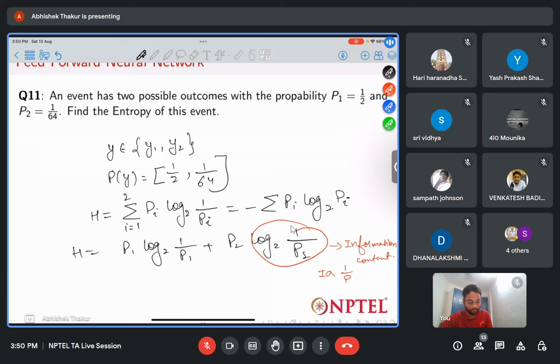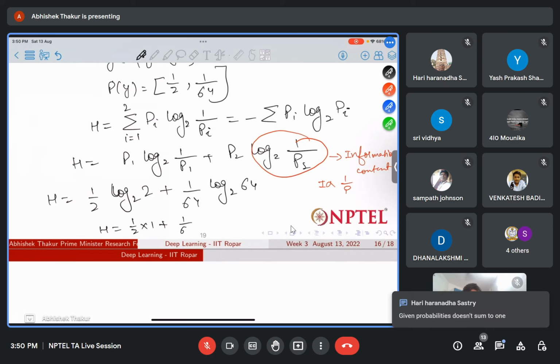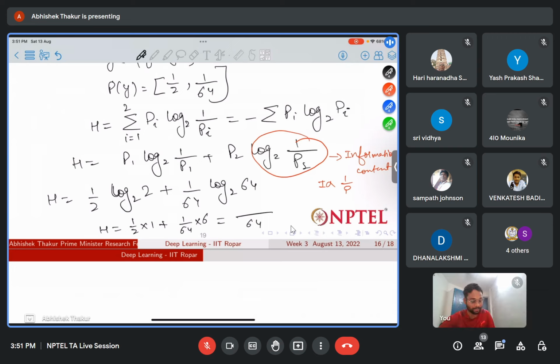Now we can substitute the values. Our entropy will be half into log 2 1 by P1. P1 is 1 by 2, so that will be equal to 2, plus 1 by 64 into log 2 64. So H is equal to half into 1 plus 1 by 64 into 6. So what will be the answer? Am I right?